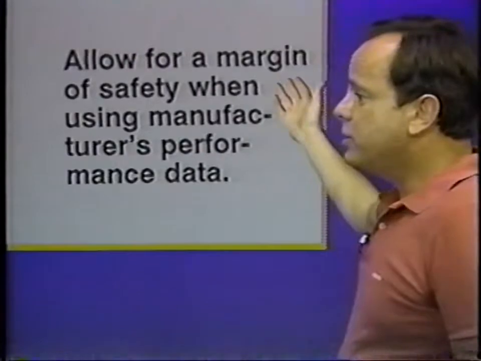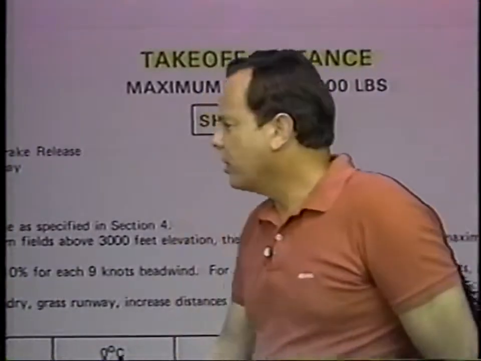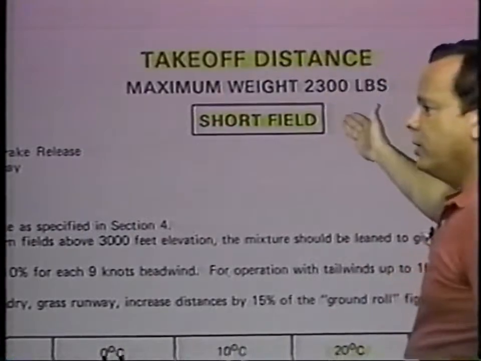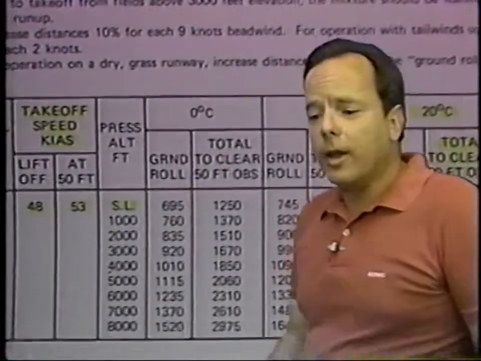So the answer is you should allow for a safety margin when using manufacturer's performance data. For instance, when you compute a takeoff over a 50-foot obstacle, and let's do a short field takeoff here. Let's assume we're going to do one. They give you this information. When you compute it, what you want to do is add on a little extra for safety.